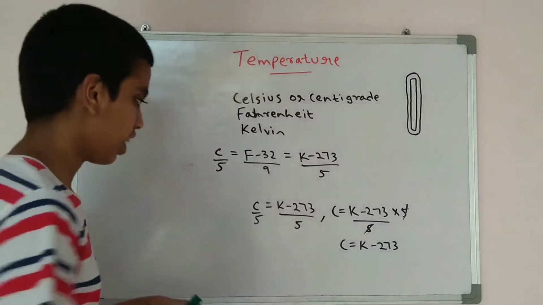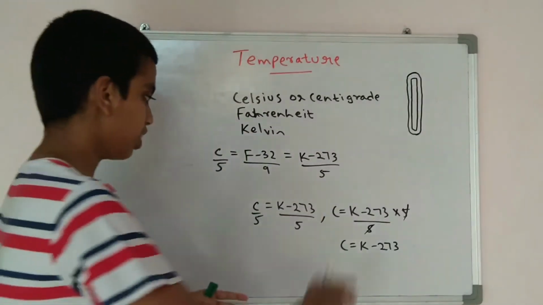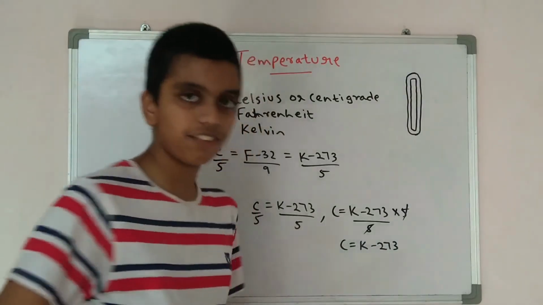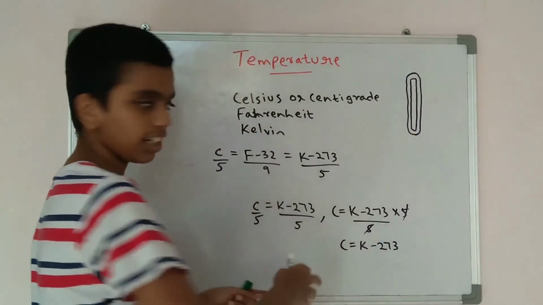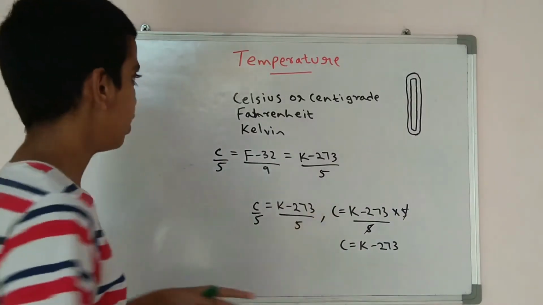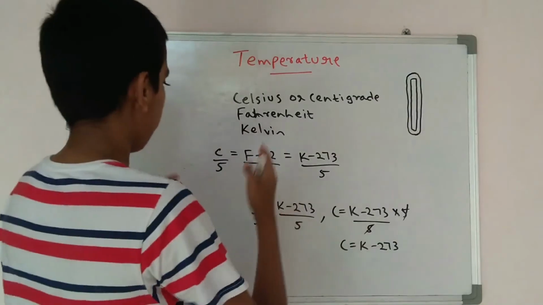This is how we get 100 degrees Celsius is equal to 373 Kelvin. How do we get that? 373 minus 273, which is 100. That is how we get Celsius. Likewise we can derive for Fahrenheit and Kelvin. So these are the main things about temperature.